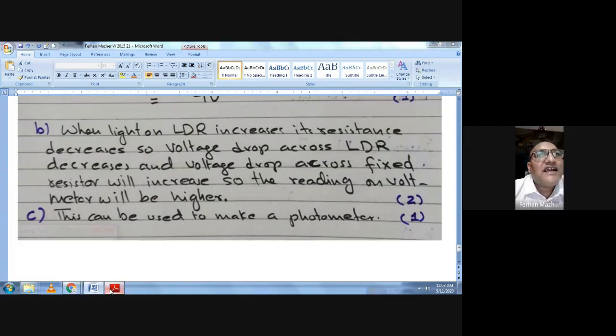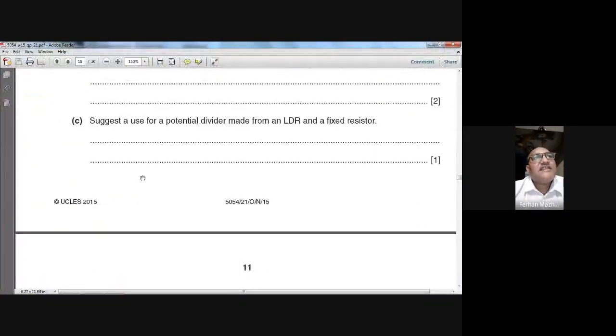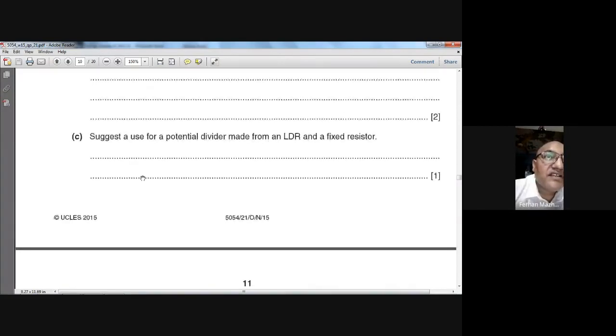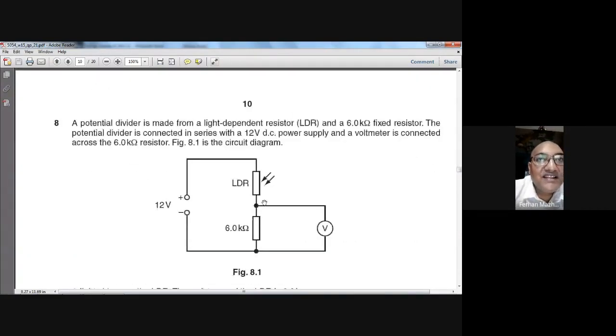Okay, sir, we have C part. He says suggest a use for a potential divider made from an LDR and a fixed resistor. So we have to give a practical use of this thing. When this is in bright light, the reading on the voltmeter will be higher, and when this is in darkness, the reading on the voltmeter will be low. So this voltmeter reading can be calibrated, and this whole assembly can be used as a photometer.